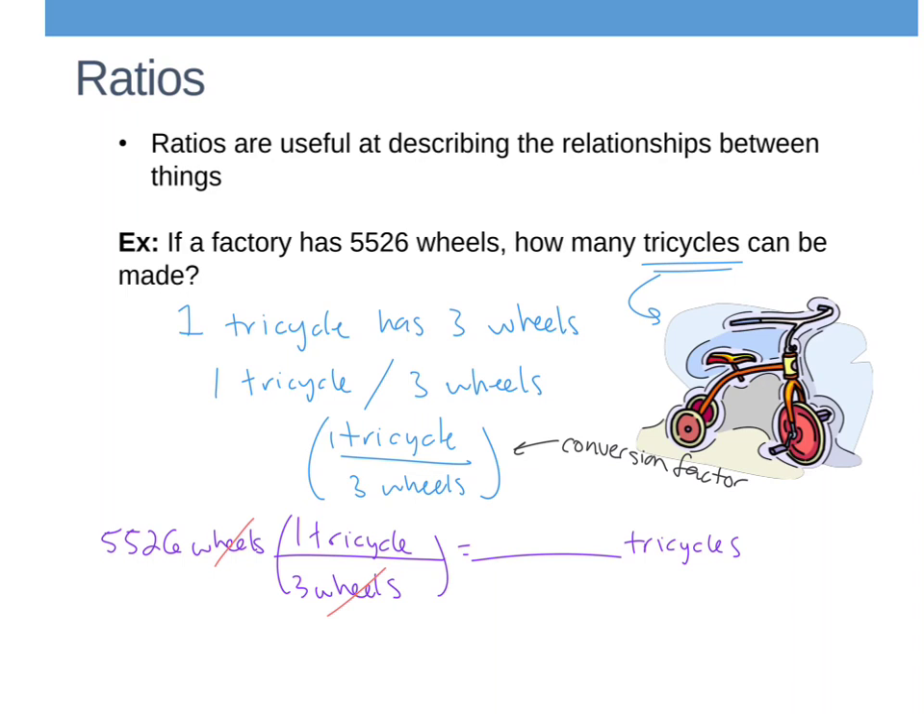And I just do that math, 5,526 times 1, divided by 3, and that number comes out to be 1,842 tricycles. So now I know how many tricycles could be made if I had 5,526 wheels. This process, which again is just the factor label method or dimensional analysis or unit conversions, whatever you want to call it, is super straightforward.